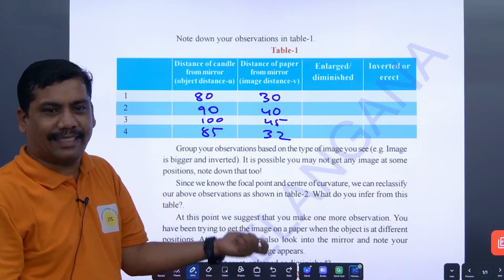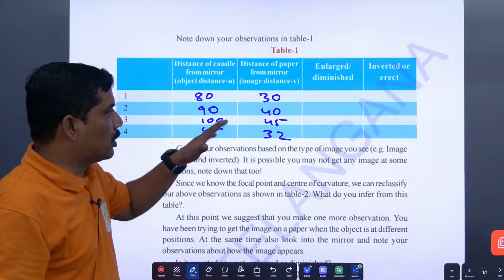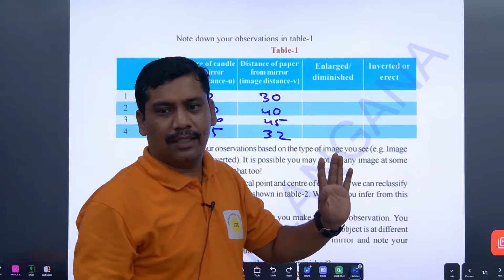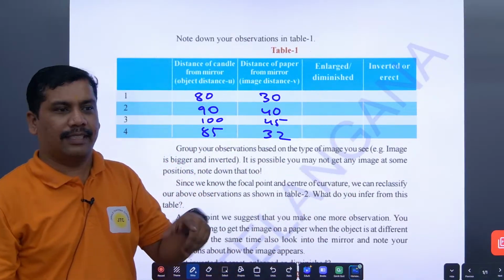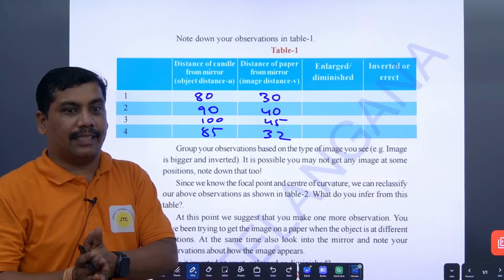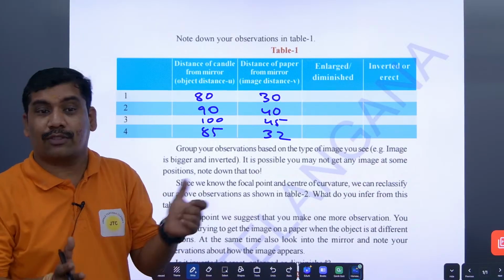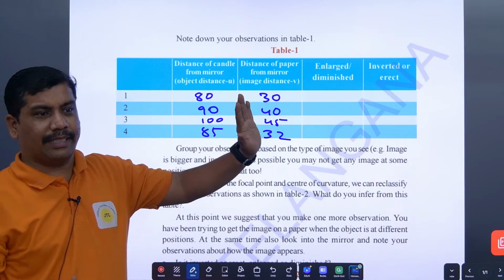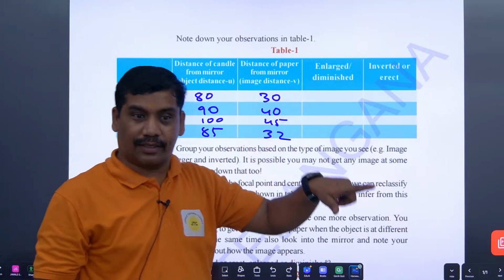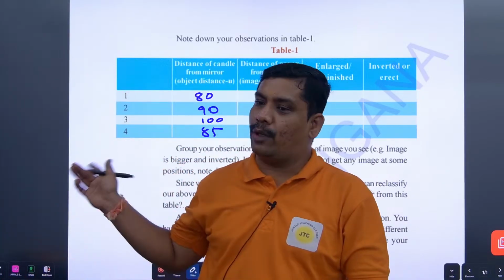You cannot do it practically. Actually, it should be done practically. We'll do all the 4 cases in our JTC, practically. But in the exam, what will you do? You have to write the table. Activity completed, but if it is a long answer, you must write the table also.